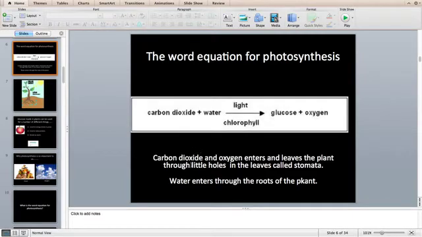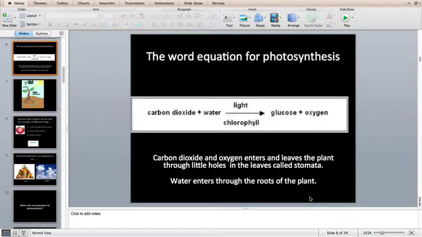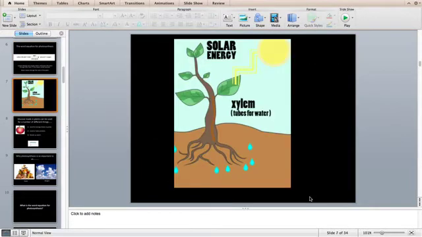Now, just remember, carbon dioxide enters and oxygen leaves the plant through little holes in the leaves called stomata. If you pick a leaf and you have a look on the underside of it, you will see those little holes. Water enters the roots, I spelled plants wrong there, excuse me. So water enters through the roots of the plant. Okay, so that needs to be taken down and learned. So we can watch a short little video on this, if this is going to work.